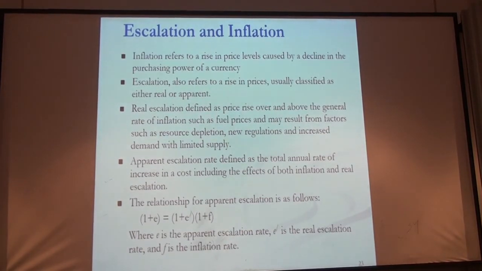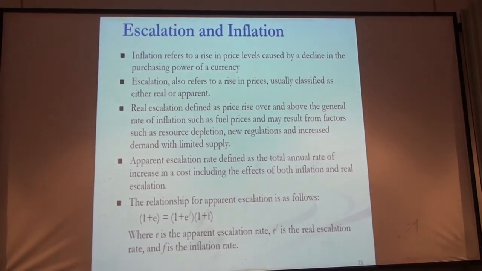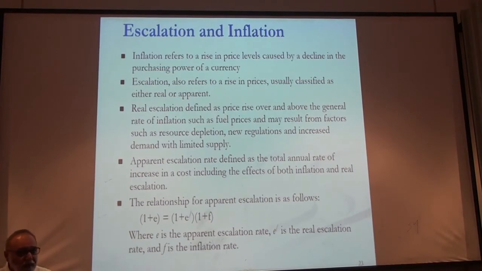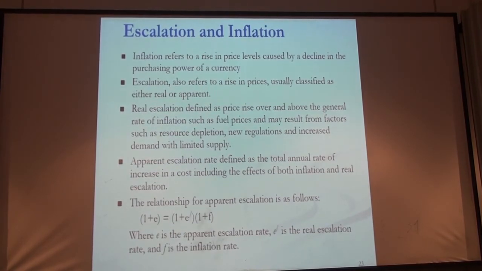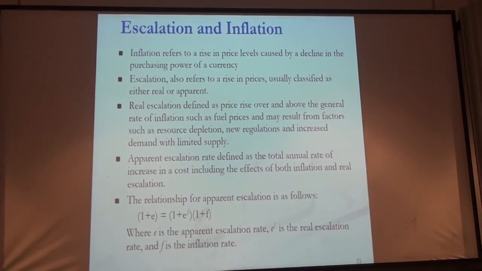When both effects are there, the relationship is called the apparent escalation, which is 1 plus E, where E is the apparent escalation, and E prime over here: 1 plus E prime multiplied by 1 plus F. E prime is the real escalation, real prices going up, and F is the inflation. So both effects may be there in the prices. The real prices are going up and also inflation is occurring.